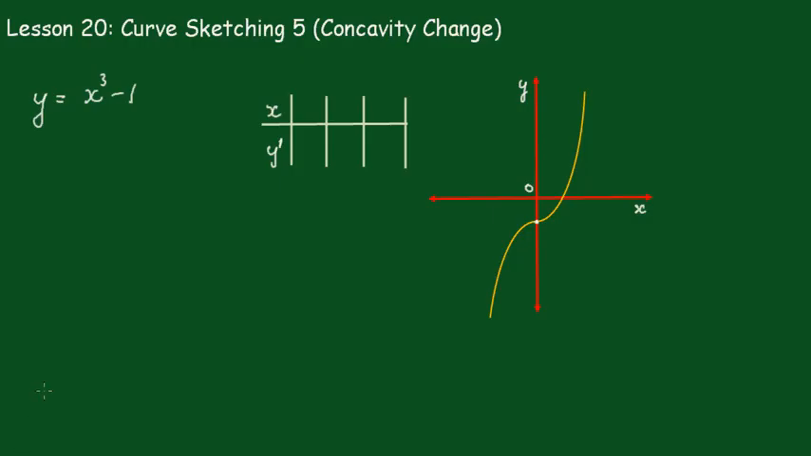Lesson 20, Curve Sketching 5, Concavity Change. Now here we'll have a situation where you'll see that you've got a cubic curve at x equals 0. This is the point (0, -1).